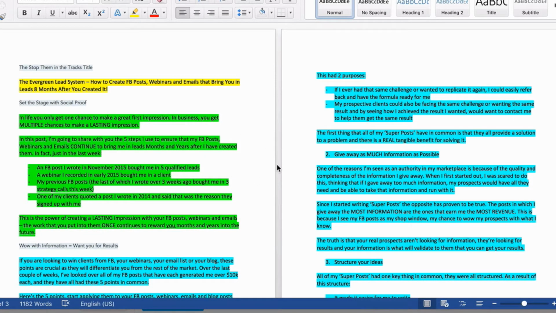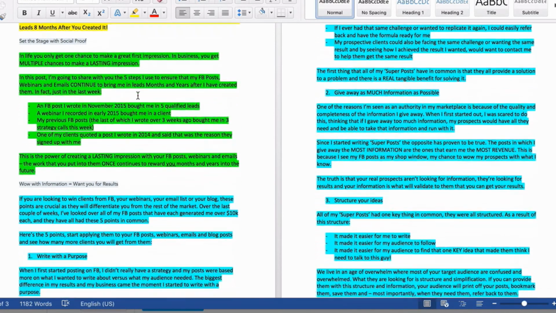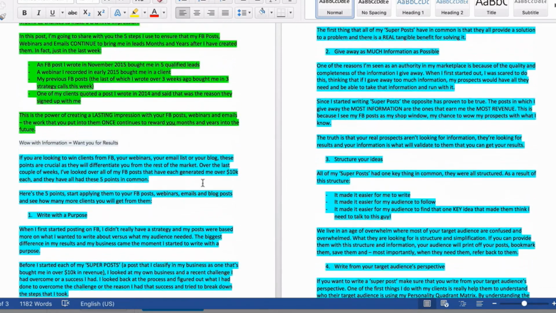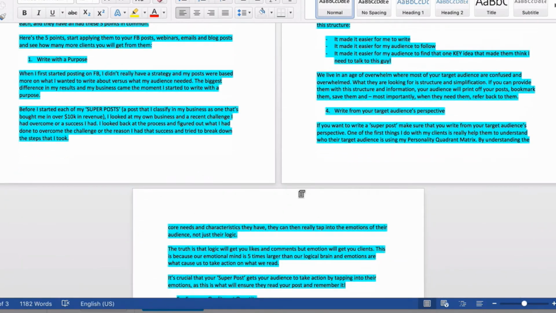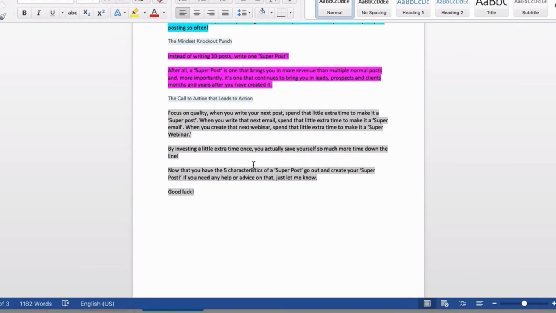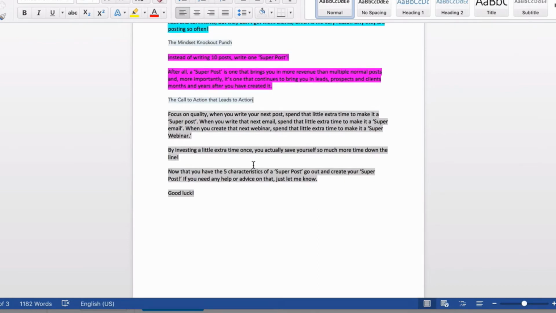So as you can see, what I've done is I've color coordinated each section so you can get a rough overview. You can see the Stop Them in Their Tracks title is a very short 2 lines. That's all you need. The social proof is about half a page. The wow with information equals want you for results is much longer. It's a full page here and about a full page here, so it's about 2 pages. And you can see the mindset knockout punch is only 2 paragraphs, but very powerful paragraphs. And lastly, the call to action is only 3 or 4 lines. So you can get an idea of roughly how to gauge, how to structure, how much percentage of effort you should put into each section.